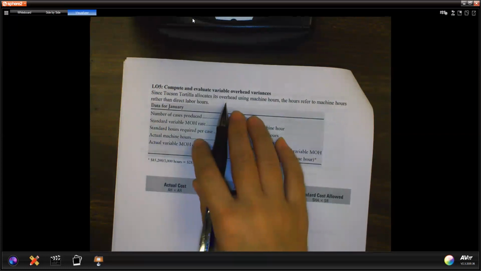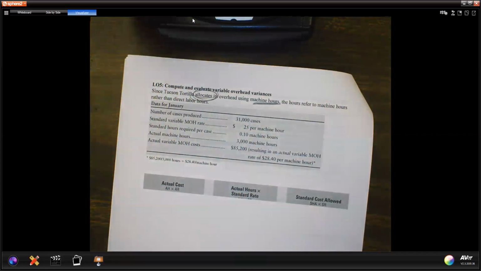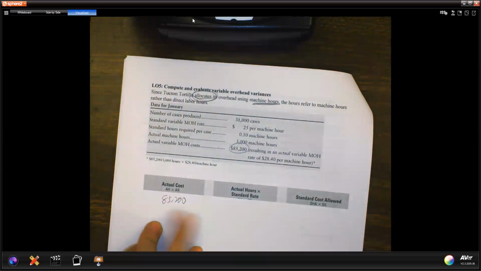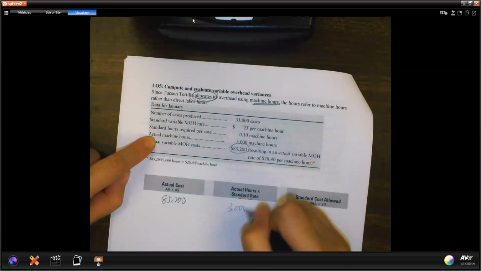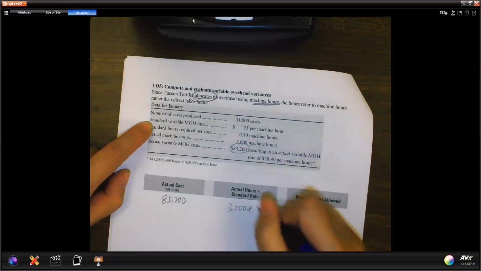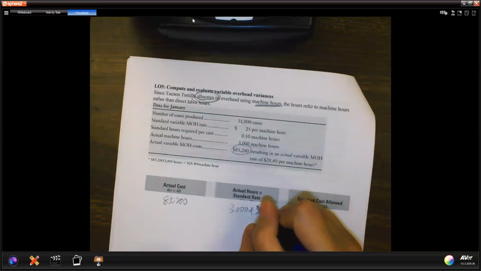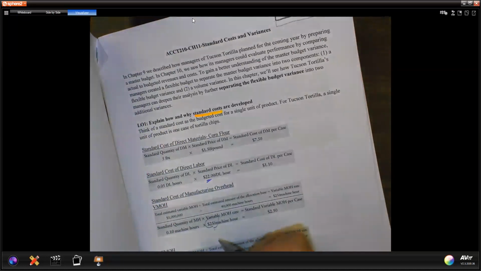Manufacturing overhead is similar to the labor, but this one you allocate your manufacturing based on machine hour. So we focus on machine hour. Your actual manufacturing overhead is already told you, 85,200. Actual machine hour is 3,000 machine hours, and our allocation rate is 25. When you put 25 there, you put 25 here also. It's the same as our standard, that is $25 per machine hour.